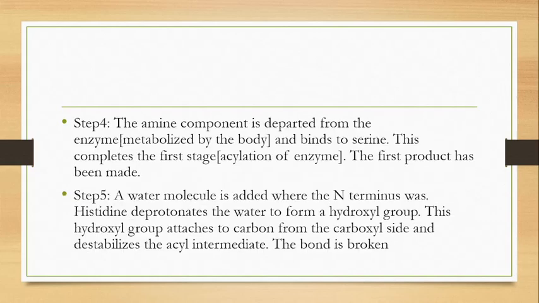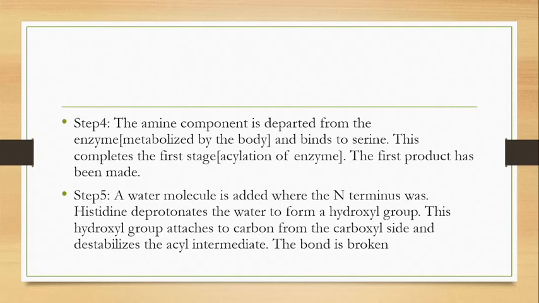In step 4, the amine component departs from the enzyme, is metabolized by the body, and binds to serine. This completes the first stage, that means acylation of the enzyme. The first product has been made.